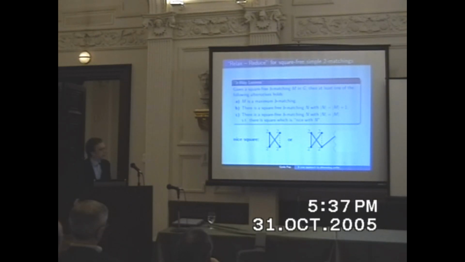So a square is called nice with respect to N if N contains exactly 3 edges of that square and at most 1 edge leaving that square. Then the relax reduce principle will be completed by showing the reduction of a nice square. But let me first show how to prove this three-way lemma.